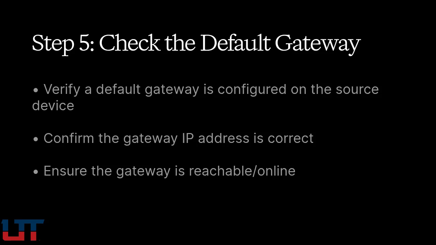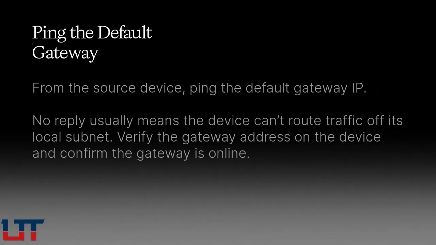These steps address routing, firewalls, name resolution, and application configuration. So step 5, check the default gateway. Confirm that the source device has a default gateway configured and that the default gateway IP is correct. Ping the default gateway IP from the source device. If the gateway doesn't respond, the source can't route any traffic off its local subnet.